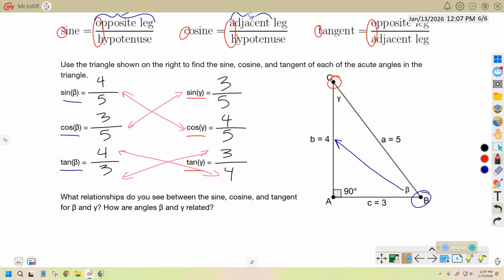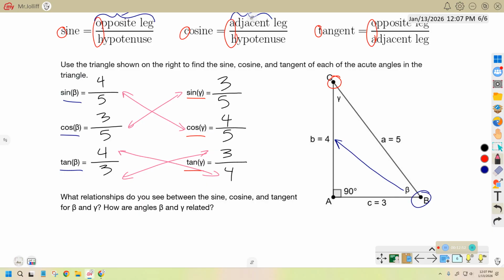Very good. The hypotenuse will always be the same. That denominator for sine and cosine should be the same for every fraction that comes from that triangle. Hypotenuse is fixed. It's always opposite the 90. But whether I'm down here or up here changes which one is adjacent, which one is opposite.